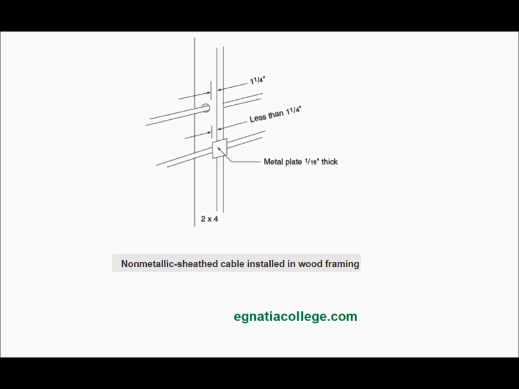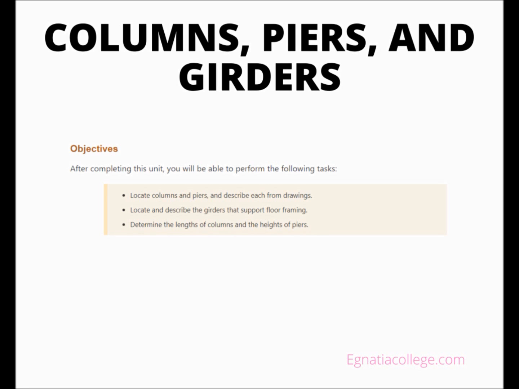When installing non-metallic sheathed cable through wood wall studs and floor joists, the cable must be installed at least 1¼ inches from the nearest edge. Where this 1¼ inches cannot be met, a 1/16 inch thick metal plate must be installed to protect the cable from nails and screws.